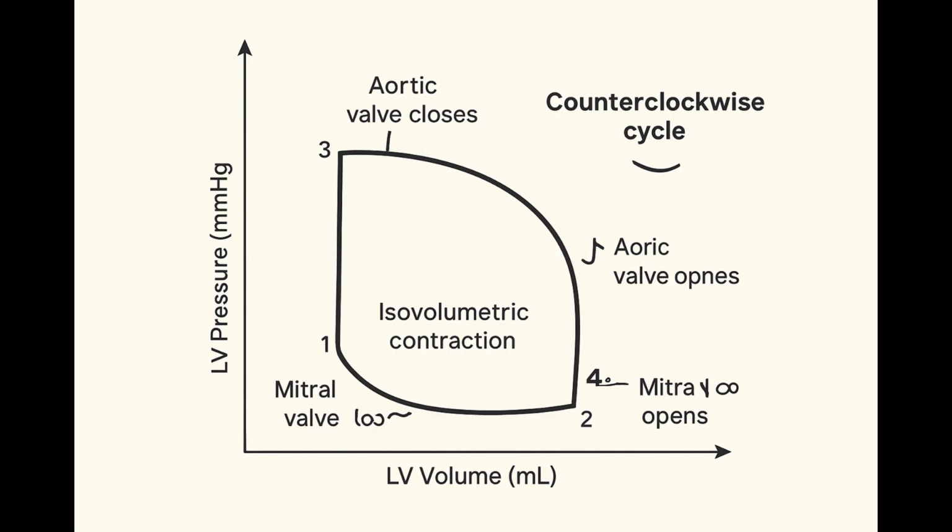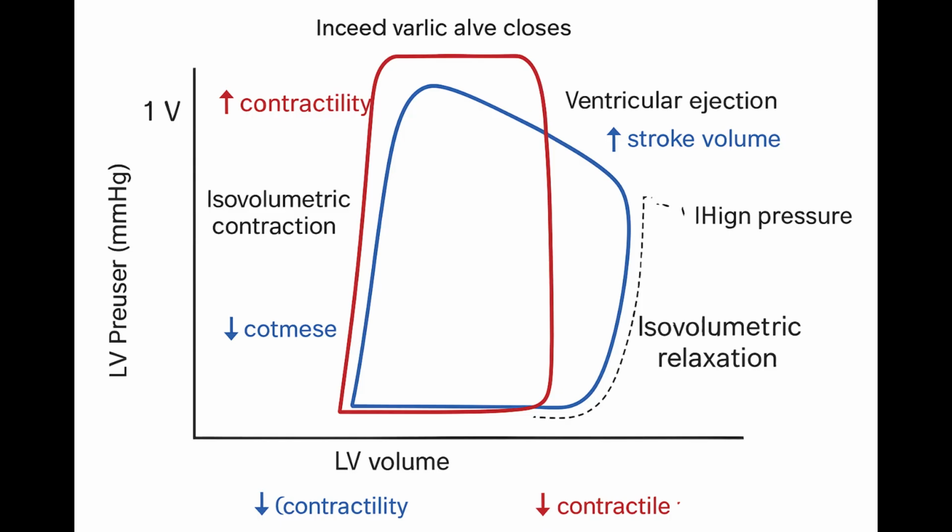What if we give IV fluids, increased preload? The loop stretches to the right, EDV increases. Because of Frank-Starling, SV usually increases too, so the loop gets wider. Makes sense. What about increased afterload?